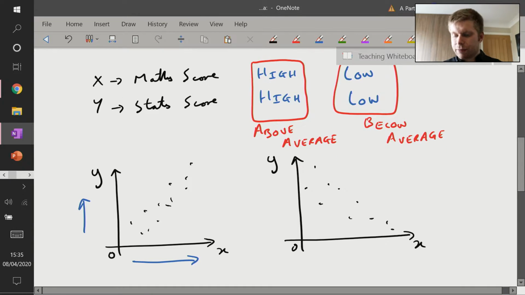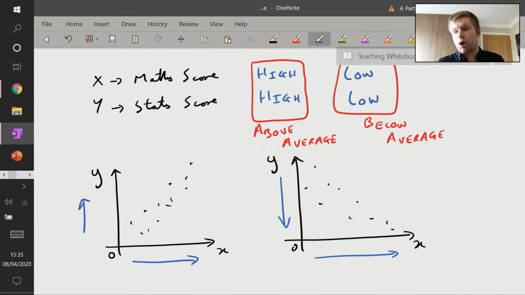If you're negatively correlated, that means that as one variable increases, the other variable must decrease. Okay, so as your math score increases, your stat score must decrease. That's negative correlation. Now remember, I'm talking in terms of high and low scores, so I'm talking in relation to the mean. That's all I mean by high or low. Scores above average or scores below average.